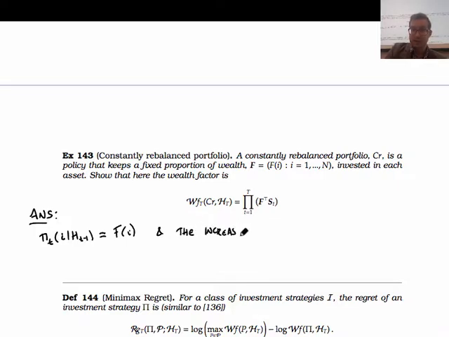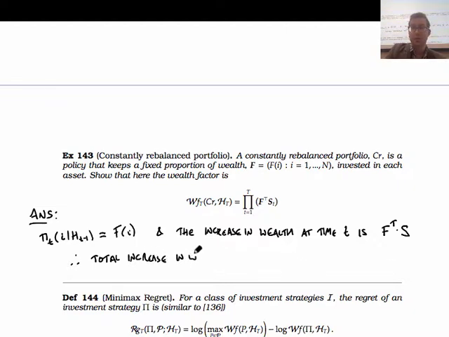increase in wealth at time t is f of t times the vector s. Okay? And then, if I want to do it over all time, the total increase in wealth is the product of all these. Okay, just the product of those. I should have a little t there.